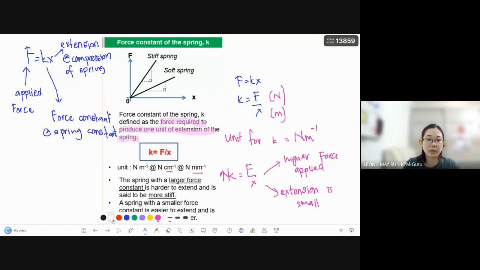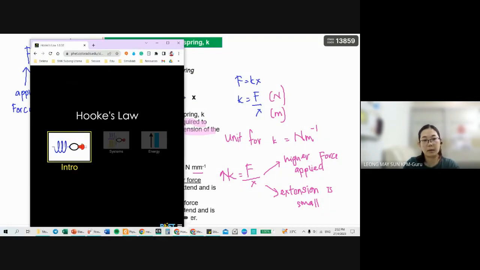Okay, so if you look at this sentence here also, a larger force constant is harder to extend. Why? You see here from this particular formula, when the spring constant is high, the force that is being applied is actually a very high force, but it will only extend a very small extension. Okay, meaning, where is my simulation? There.